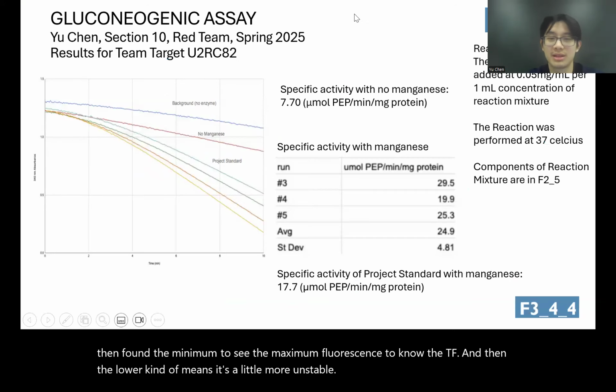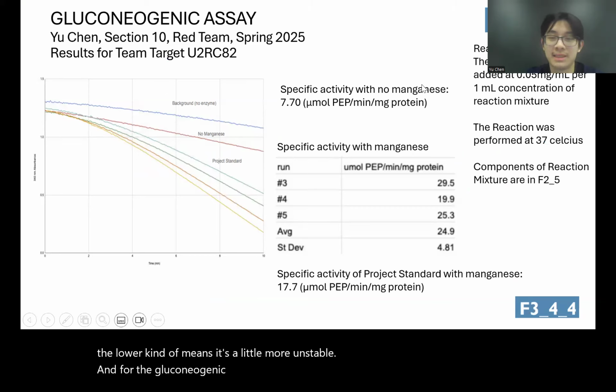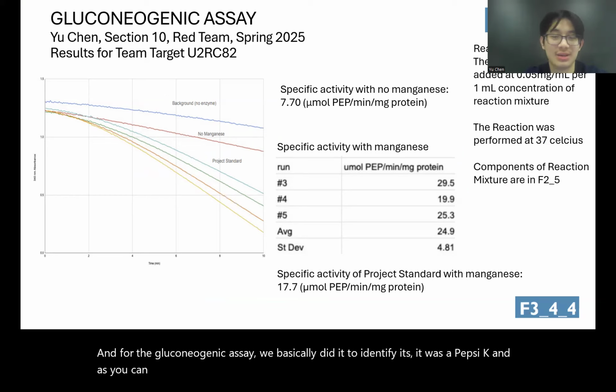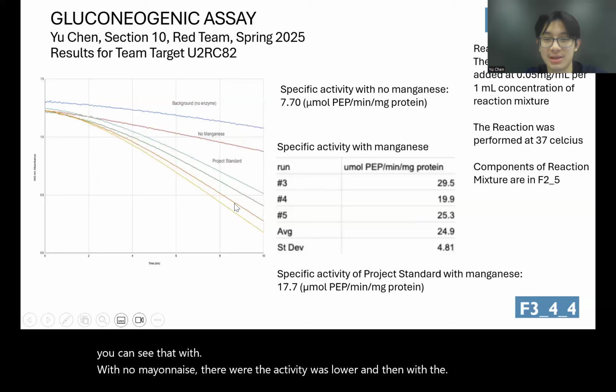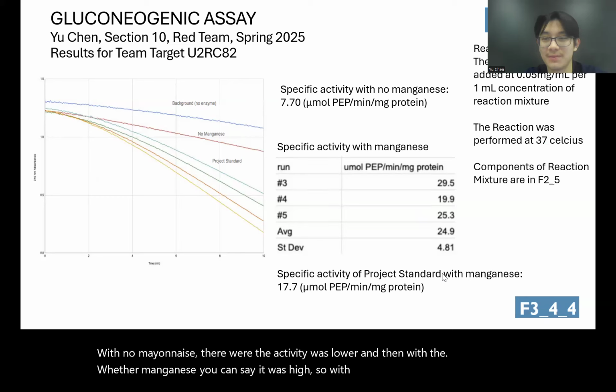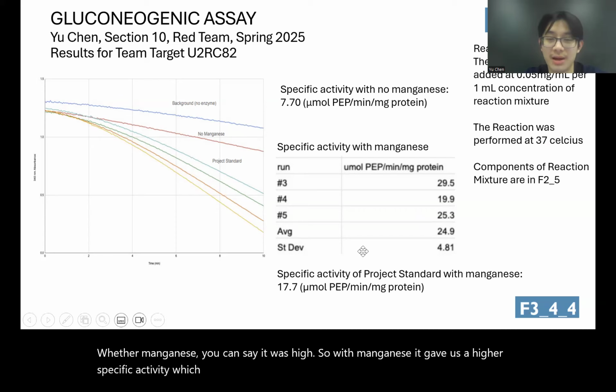And for the gluconeogenic assay, we basically did it to identify if it was a PEP-CK. And as you can see, with no manganese, the activity was lower, and with manganese, you can see it was higher. So with manganese, it gave us a higher specific activity, which gave a lower PEP concentration over here.